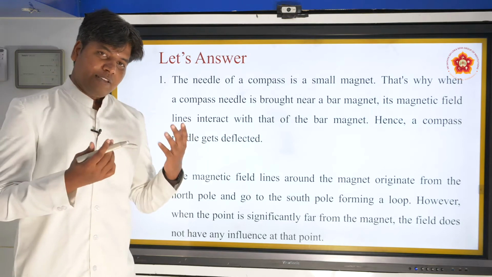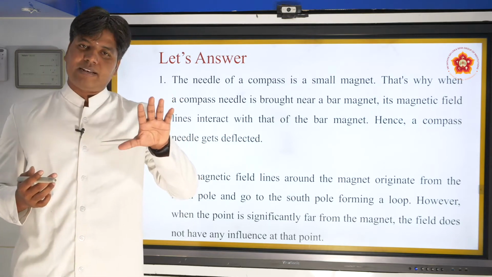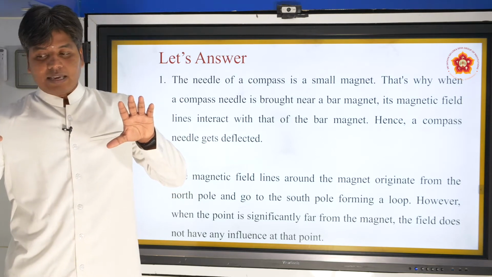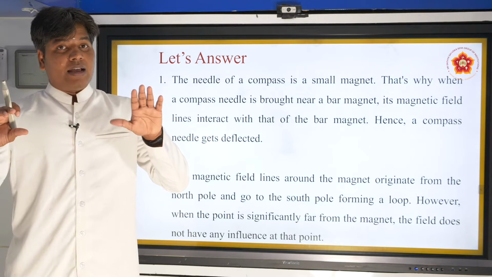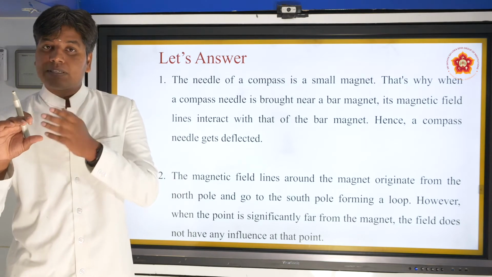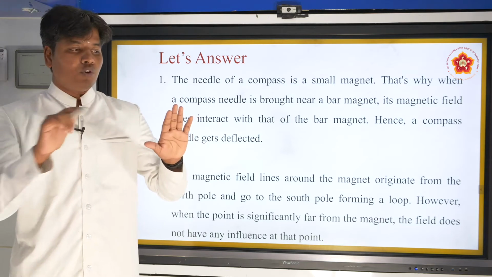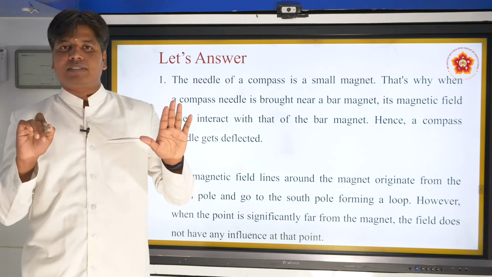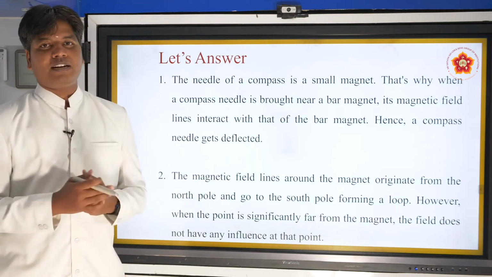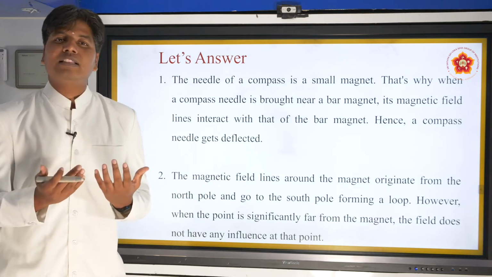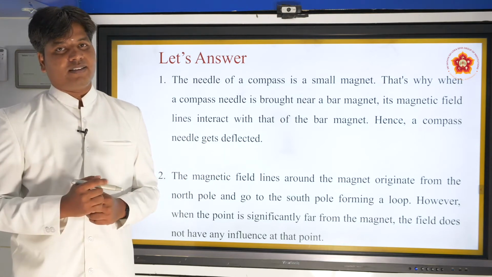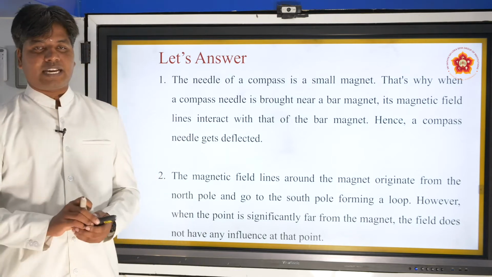So even though you have a bar magnet and a compass nearby, this bar magnet is not influencing this compass. This compass has no influence of this bar magnet. No field lines are going through this compass. Then there is no way you can expect a deflection there, because it is not in the magnetic field of the bar magnet, right? So this answers your second question.